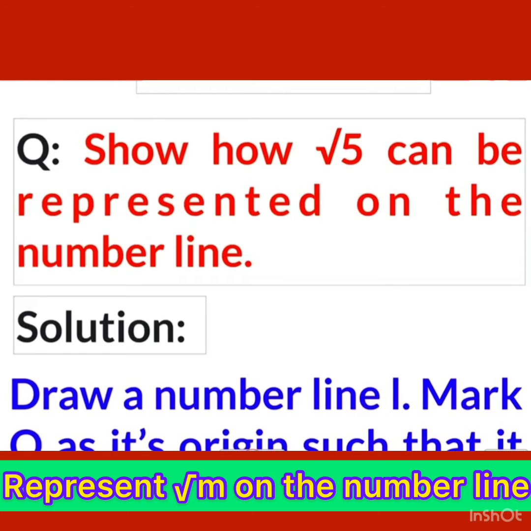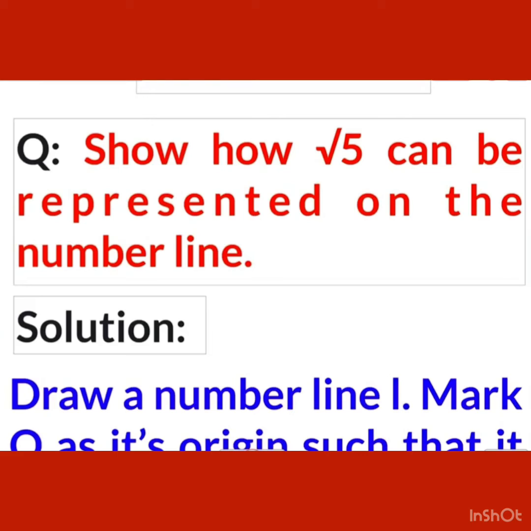So dear, here is the solution for this question and try to understand. This is very easiest method. How can we represent not only under root 5 on the number line but under root 2, under root 3, under root 7, under root 11 and etc. You can represent on the number line by this easiest method.